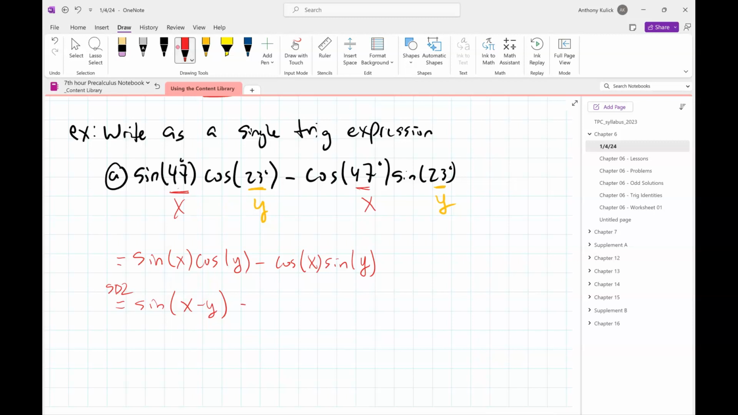And x we said was 47 and y is 23. And then 47 minus 23 is just 24. That's my answer, a single trig expression. All that mumbo jumbo is just sine 24. Is that okay? It's not bad, right?